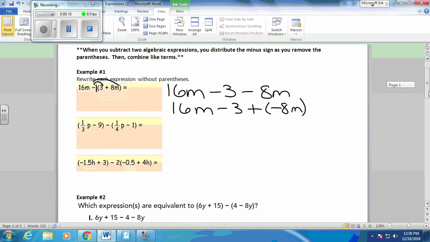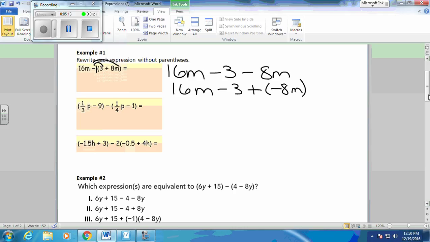For the next one, we'll do this one together as well. There's nothing but a positive in front of that set of parentheses, and then in front of this set, there is a negative. So the first set, I can just drop the parentheses, so I have 1/3 p minus 9. Now for the next one, it's negative 1 times 1/4 p, so that's negative 1/4 p. And then a negative 1 times a negative 1 to give me a positive 1. Again, they are only asking for you to distribute the negative sign to each term. You're not necessarily simplifying. Go ahead, try the next one.